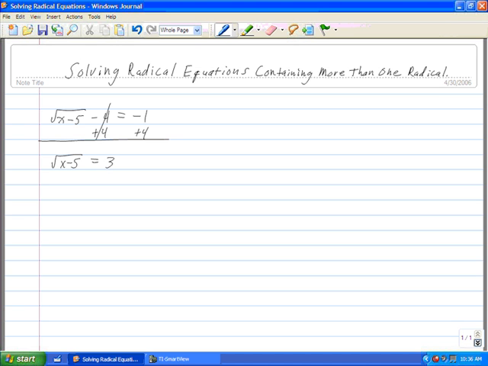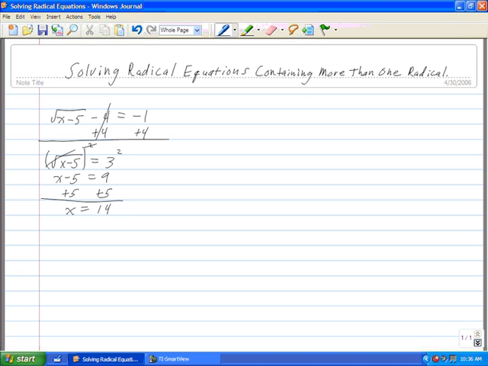Now that the radical is isolated, it is a square root, so I can get rid of it simply by squaring both sides. Remember that squaring a square root means they just cancel each other. The x minus 5 comes out unchanged. 3 squared is 9. So now, since I have a linear type equation here, I can add 5 to both sides, and I get x equaling 14.